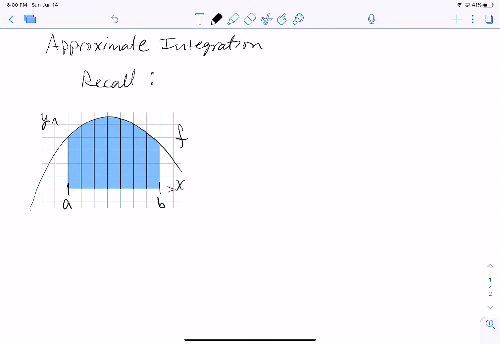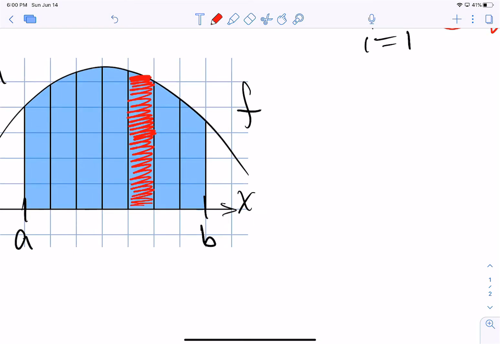And you were probably told that the area is approximated by the sum as i goes from 1 to n of f of x sub i star times delta x, where this f of x sub i star times delta x refers to the area of a rectangle. I've singled out one rectangle here, and suppose it's got a left endpoint of x sub i minus 1 and a right endpoint of x sub i.